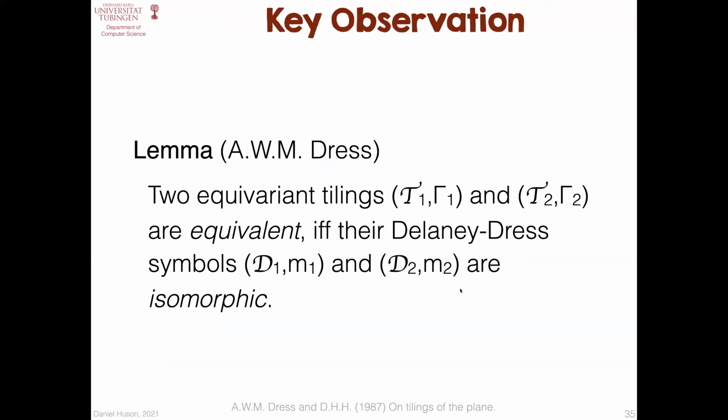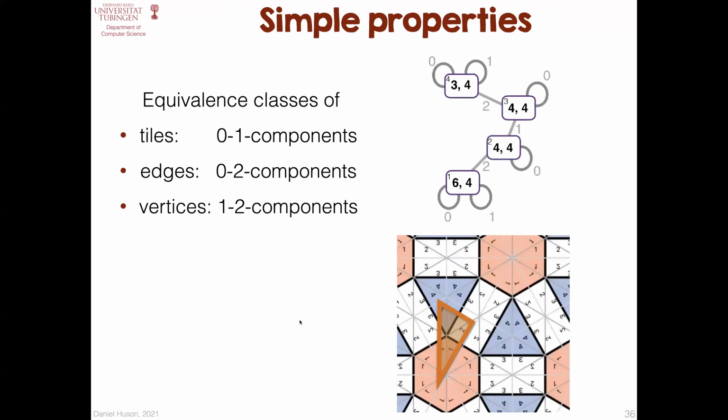The key observation that Andreas made was that two equivariant tilings are equivalent, of the same topology and the same symmetry group attached to the tiling in the same way, if and only if the Delaney-Dress symbols are isomorphic. So the Delaney-Dress symbol captures the essence of such an equivariant tiling. There are some simple properties that you can immediately read off the Delaney-Dress symbol of a tiling.